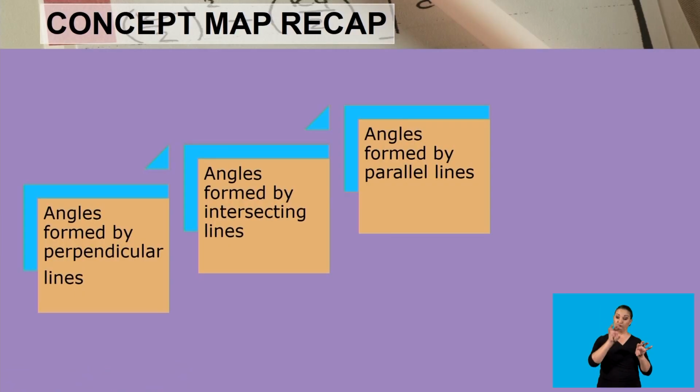Let's recap from the concept map. We started with angles formed by perpendicular lines. We looked at angles that were formed by intersecting lines. We also looked at angles that were formed by parallel lines.